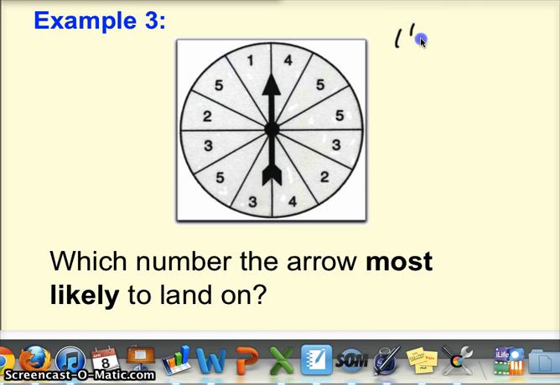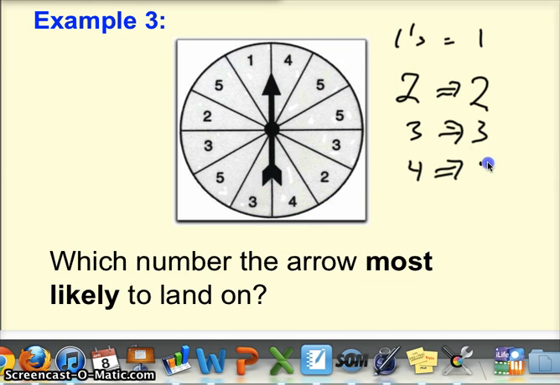So for the ones, we have 1 of them. For 2, if I count those up, I've got 1, 2 twos. For 3, I've got 1, 2, 3 threes. For the number 4, I have 1, 2 fours. For the number 5, I have 1, 2, 3, 4 fives. And I don't seem to have any 6s.